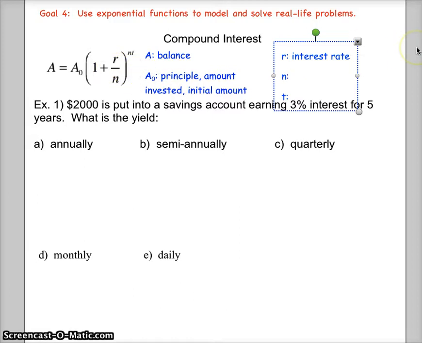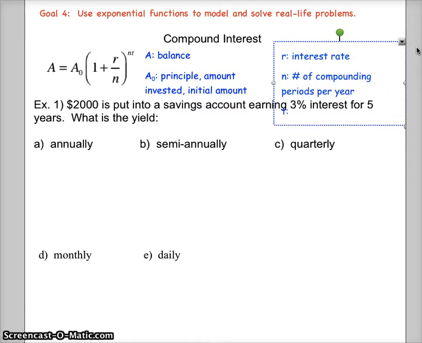N is an important variable in this equation. It represents the number of compounding periods per year. That's why when I went through A, B, C, D, and E, I said that we compound annually, compound 1 time per year. So in this case, N is equal to 1. I want you to stop right now and go through A, B, C, D, and E and write down the value of N for each of those now, please.